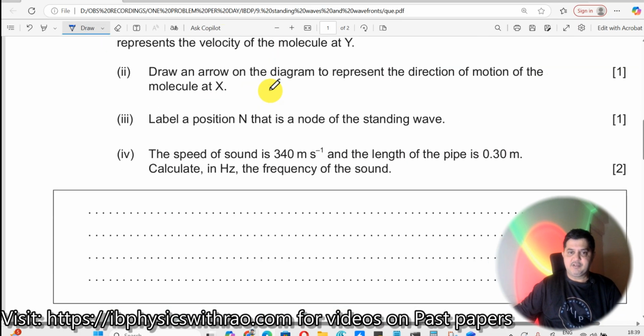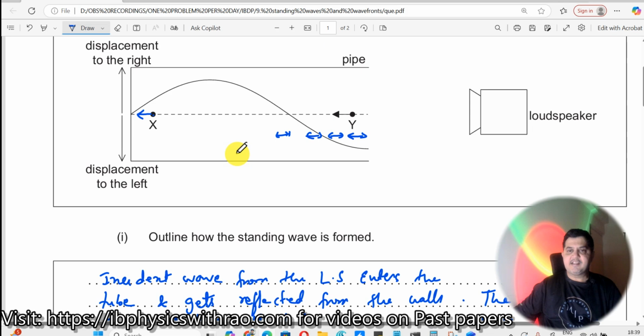Next, draw an arrow in the diagram to represent the direction of motion of the molecule at X. Label a position N that is a node on the standing wave. Where is the standing wave's node present? There is a node present on this standing wave at this point. You can mention this point.